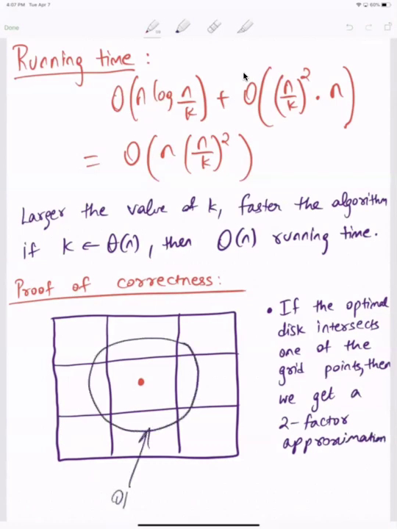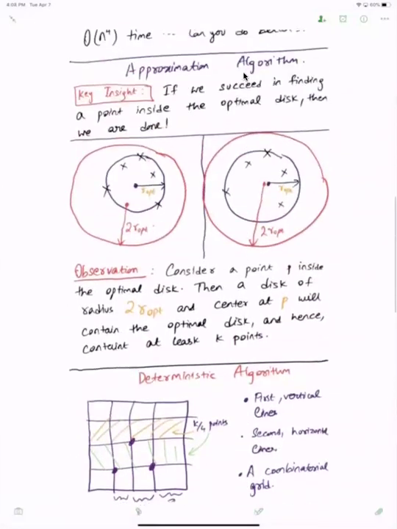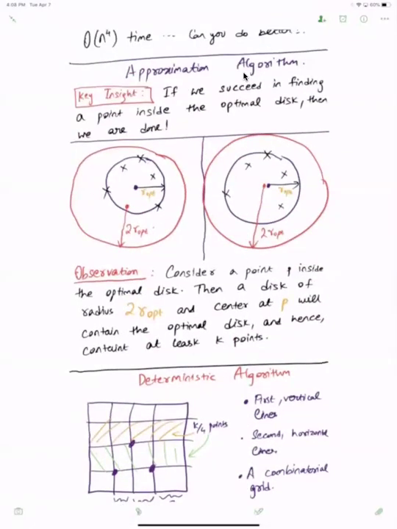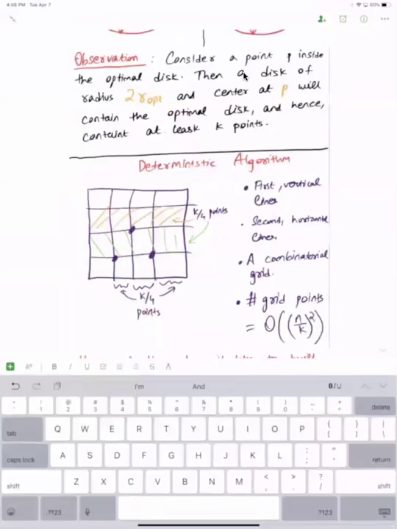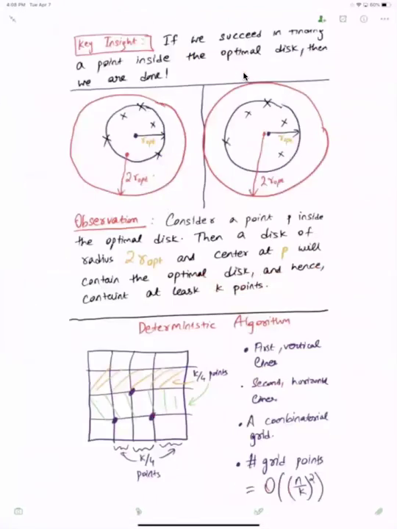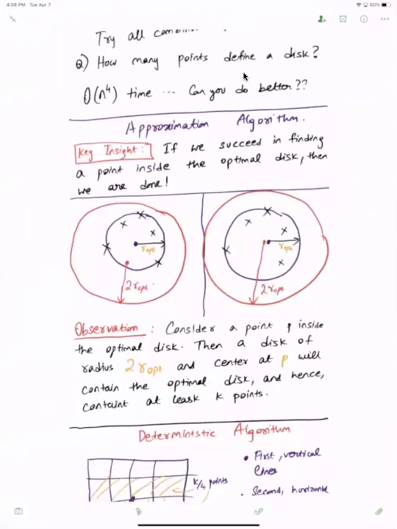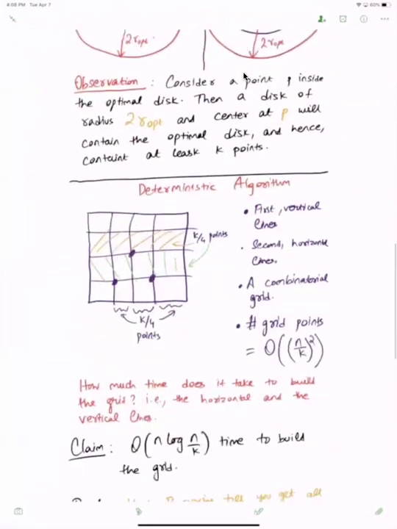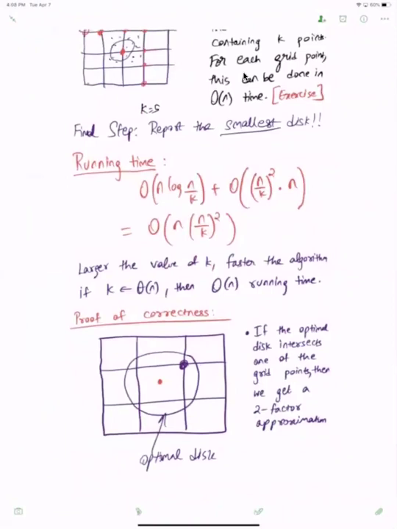This is the optimal disk. And if this intersects one of the grid points, then based on the observation we made here, we get a two-factor approximation. So that's the easy case.